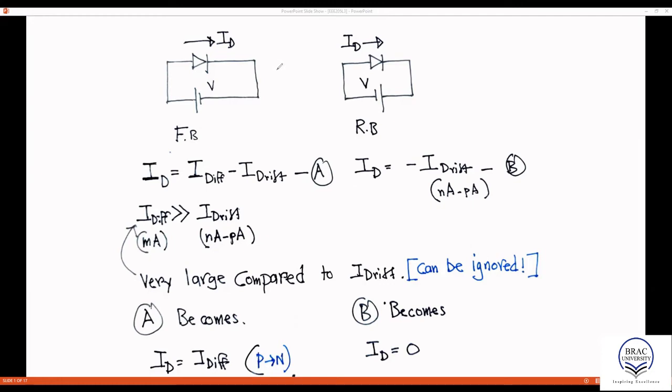Welcome everyone. So in the last unit, we learned about how to bias the diode, and we learned that there are two ways you can bias the diode. One way is forward biased, another one is reverse biased. When it was forward biased, the connection was made such that the P side of the diode is connected to the positive terminal of the voltage source, and the N side of the diode is connected to the negative terminal of the voltage source.